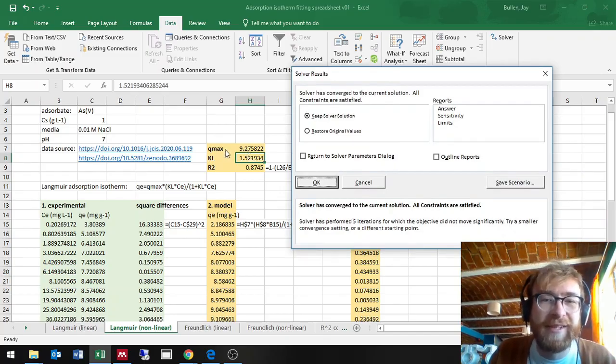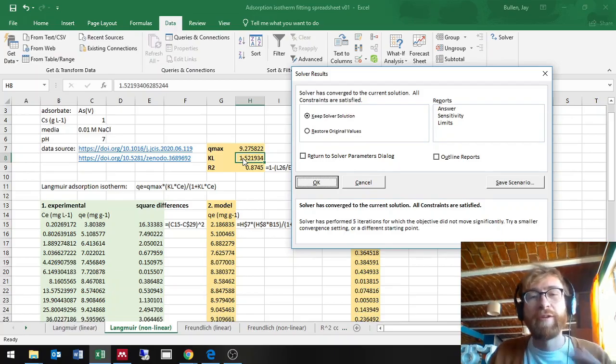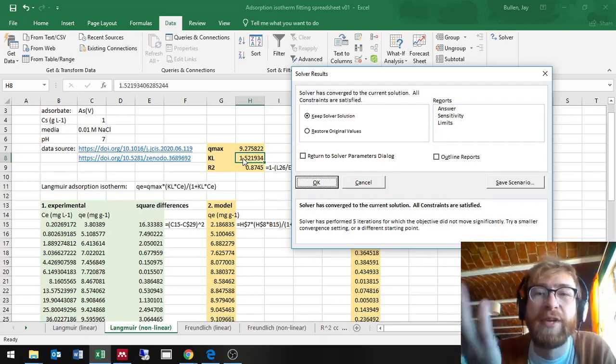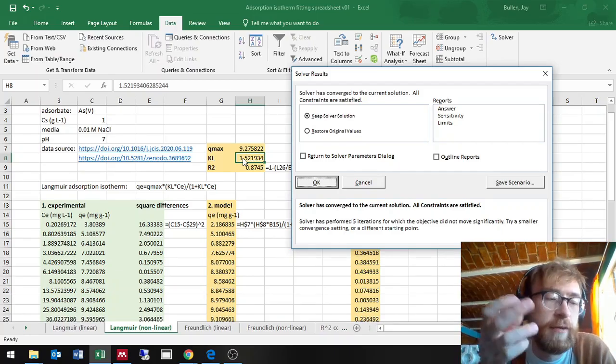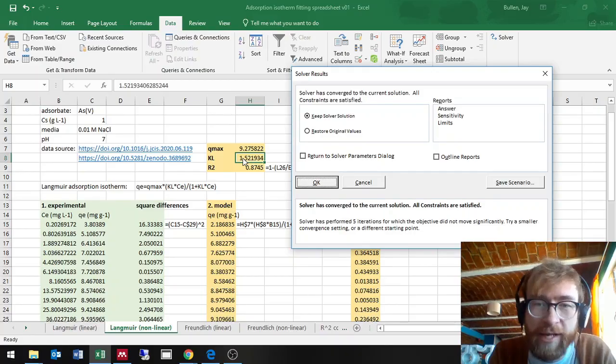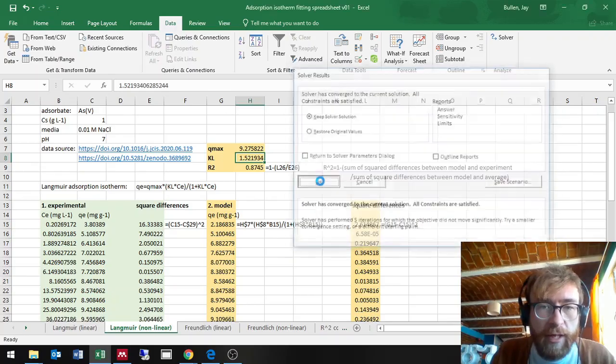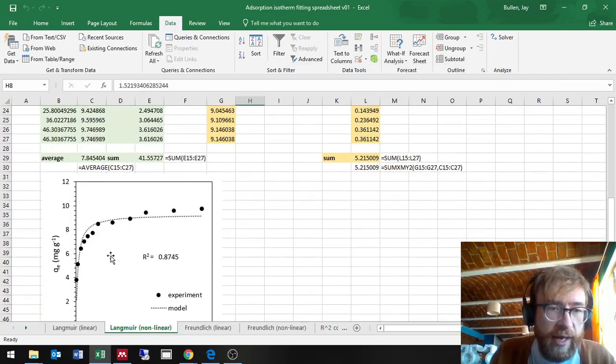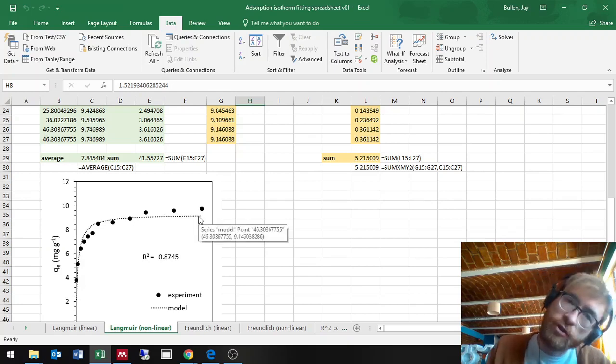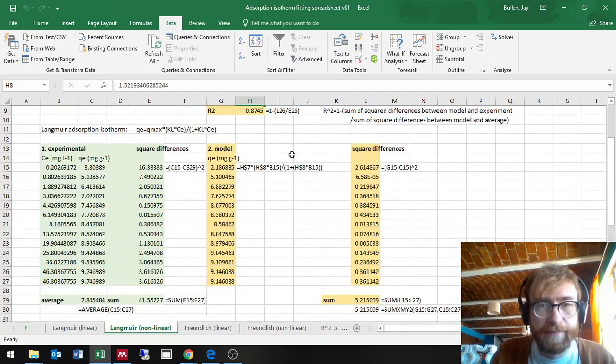So you can see the value of 10 for Qmax has changed to 9.2, and KL has increased to 1.5. When you have a more complicated problem, the solver can often take a few seconds or even a few minutes to run, depending on how big your problem is. Okay, so we OK that and we keep those values. And you can see the line has changed a little bit now, and it should give us a better fit.